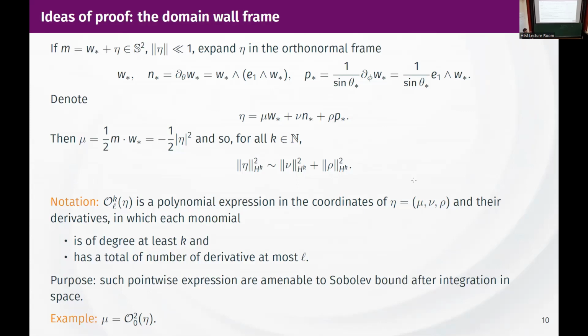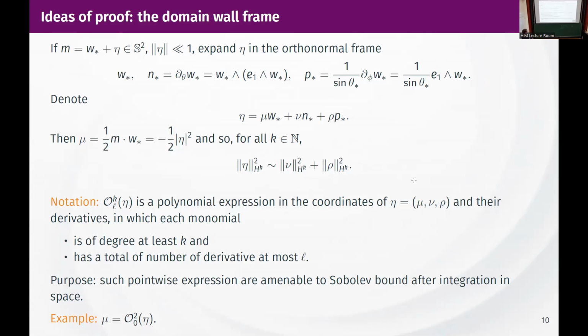Because you have to be on the sphere, you have to remain on the tangent plane somehow. And so this is true pointwise. It is a pointwise equality. And when you integrate it or take derivatives of it, then you can see that actually the H^k norm of eta is essentially the norm of the last two components. The mu component completely disappears.